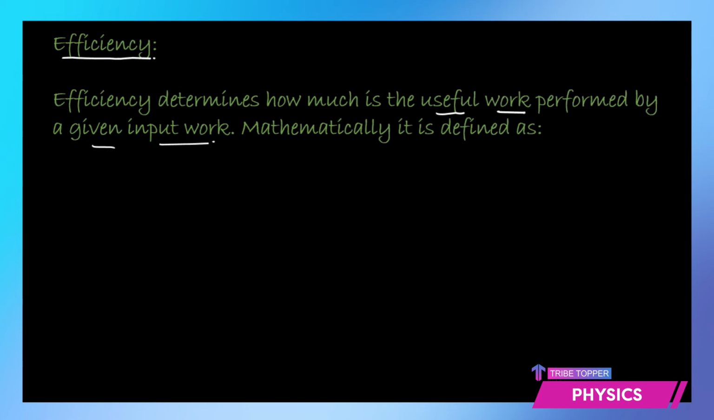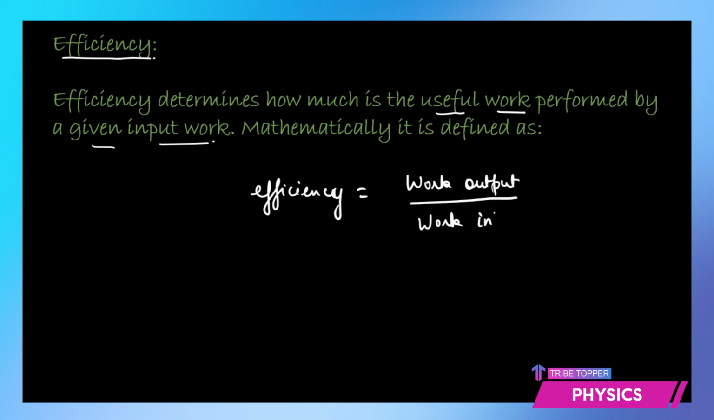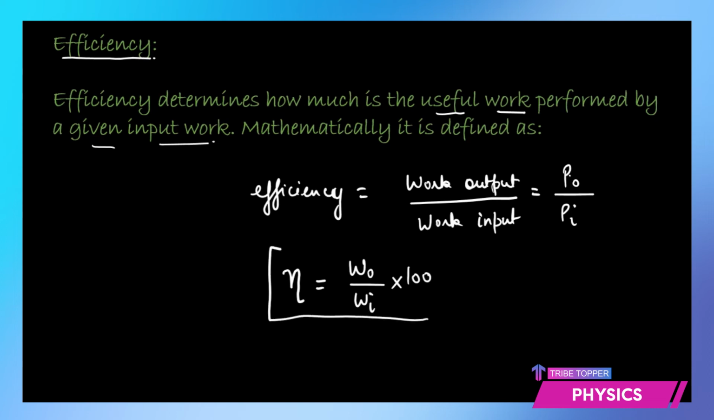That is called efficiency. So mathematically, you can say efficiency is equal to work output, or we also call it useful work, over the work input. If we do it in terms of power, because if you divide this by seconds, you can also say it's the power output over the power input. In notation form, efficiency is denoted as eta. So eta is equal to the output work over the input work. And if you just multiply it with 100, you get your efficiency in percentage.